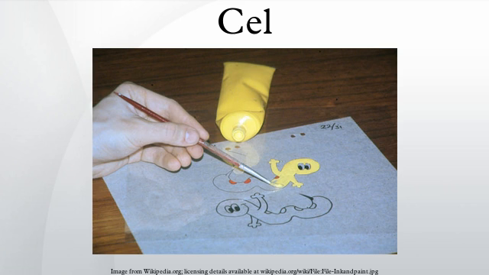A cel, short for celluloid, is a transparent sheet on which objects are drawn or painted for traditional, hand-drawn animation. Actual celluloid was used during the first half of the 20th century, but since it was flammable and dimensionally unstable, it was largely replaced by cellulose acetate. With the advent of computer-assisted animation production, the use of cels has been all but abandoned in major productions.